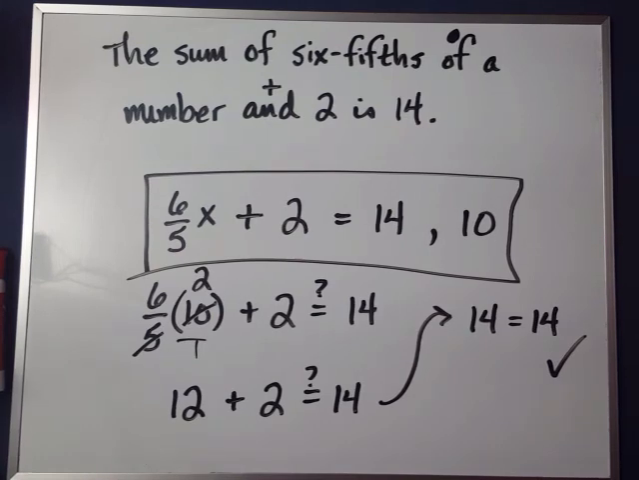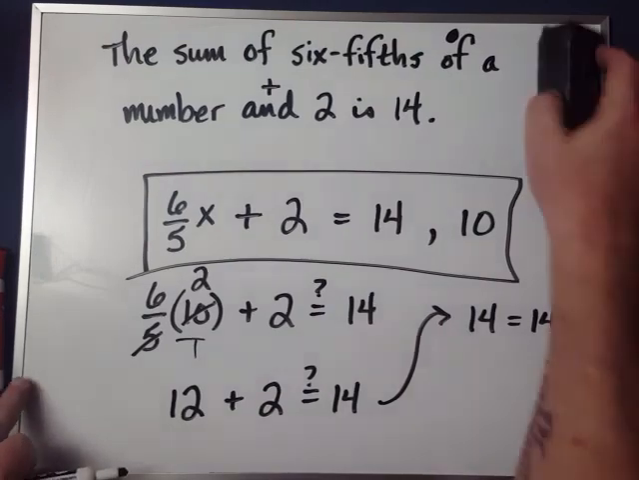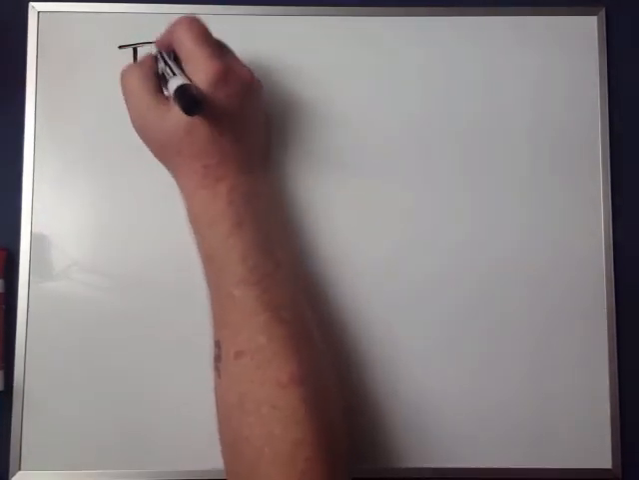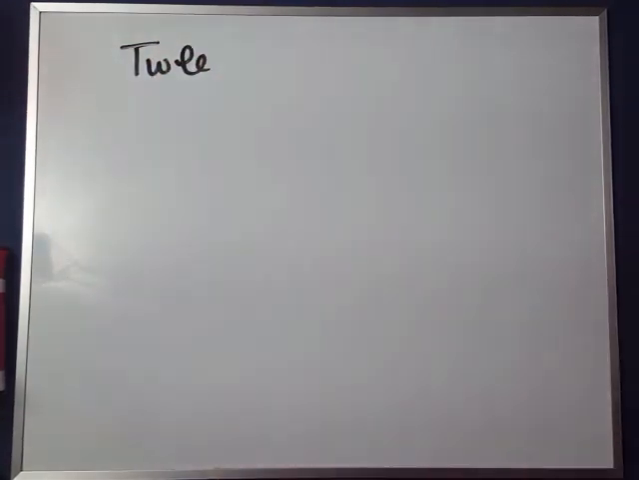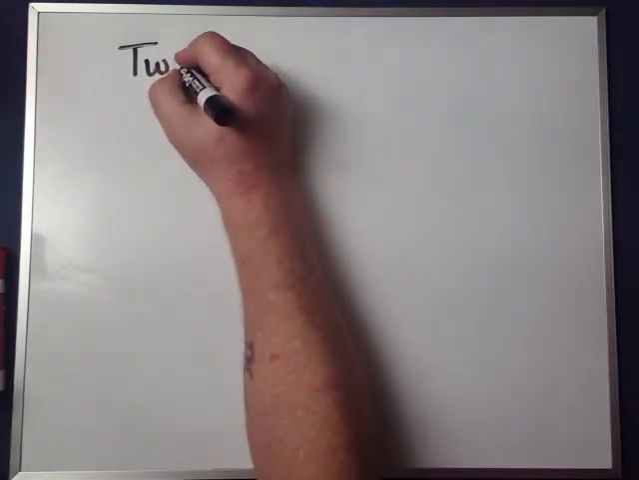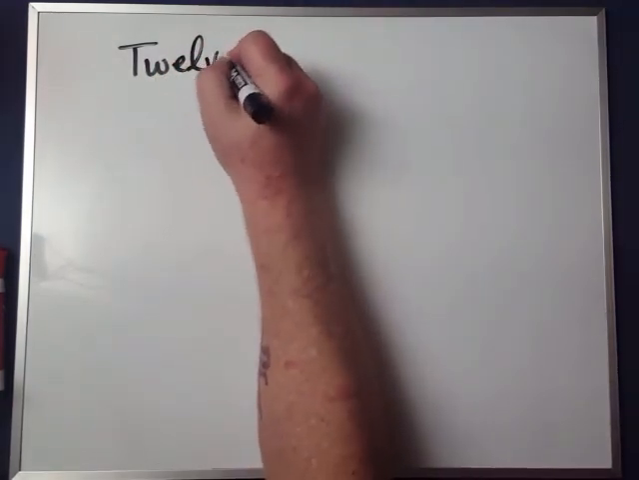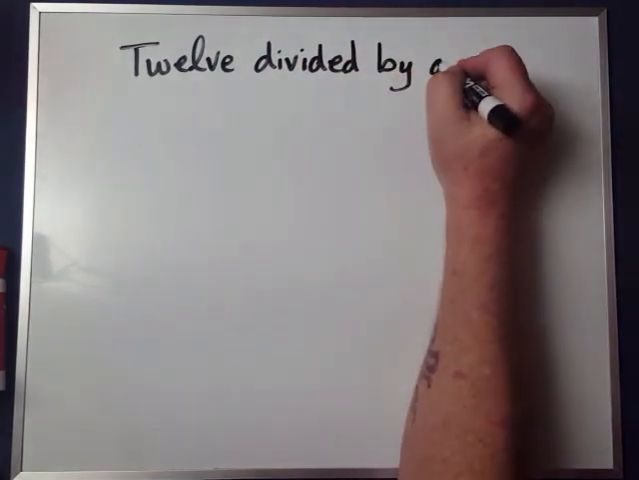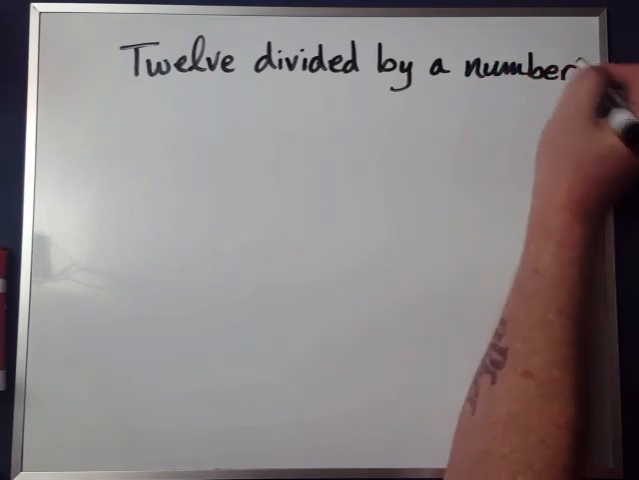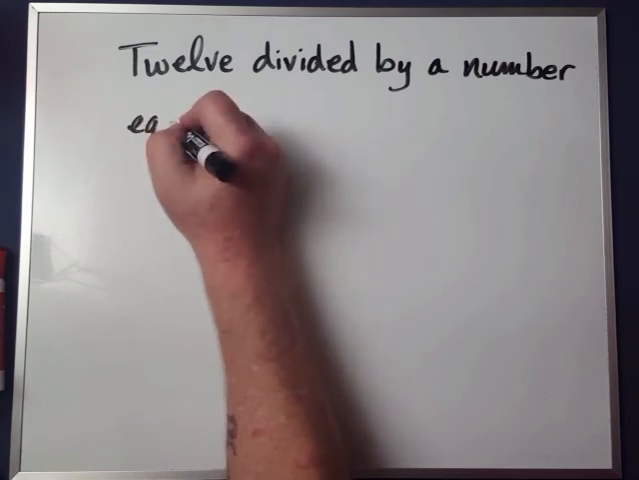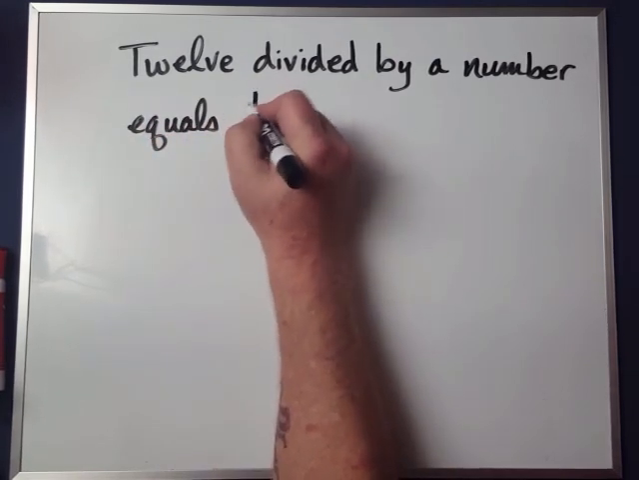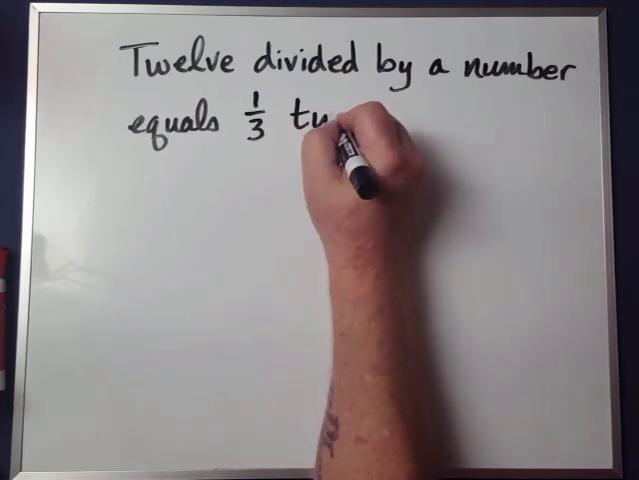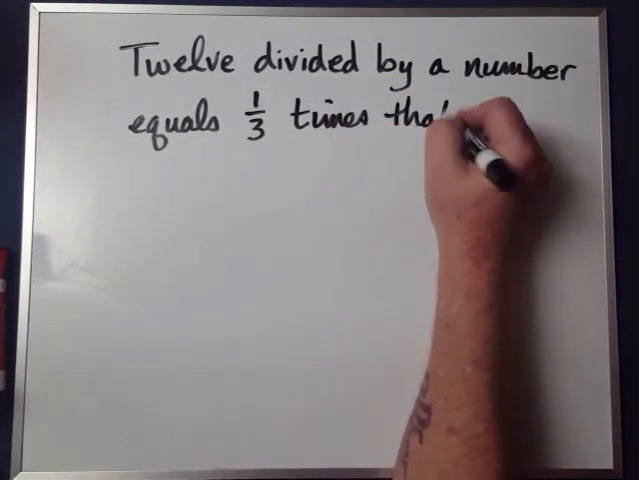Let's do one more. Number 72. You might want to pause the video once we get this written up here. Try this one on your own, and then compare answers with me in a minute. 12 divided by a number equals 1/3 times that number.